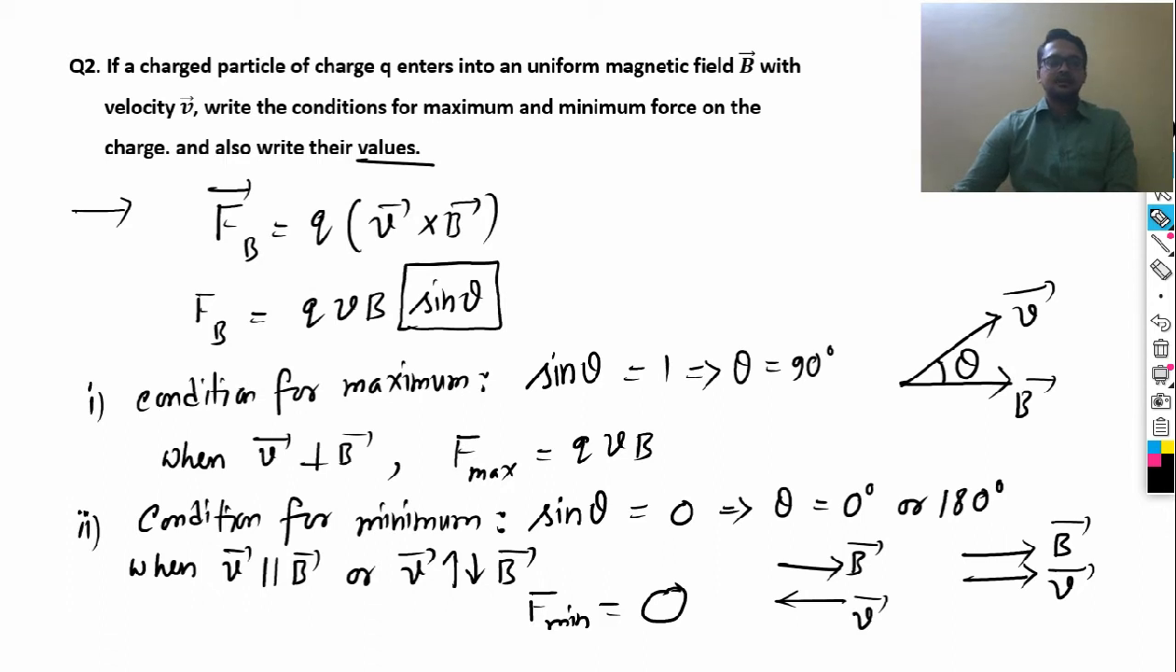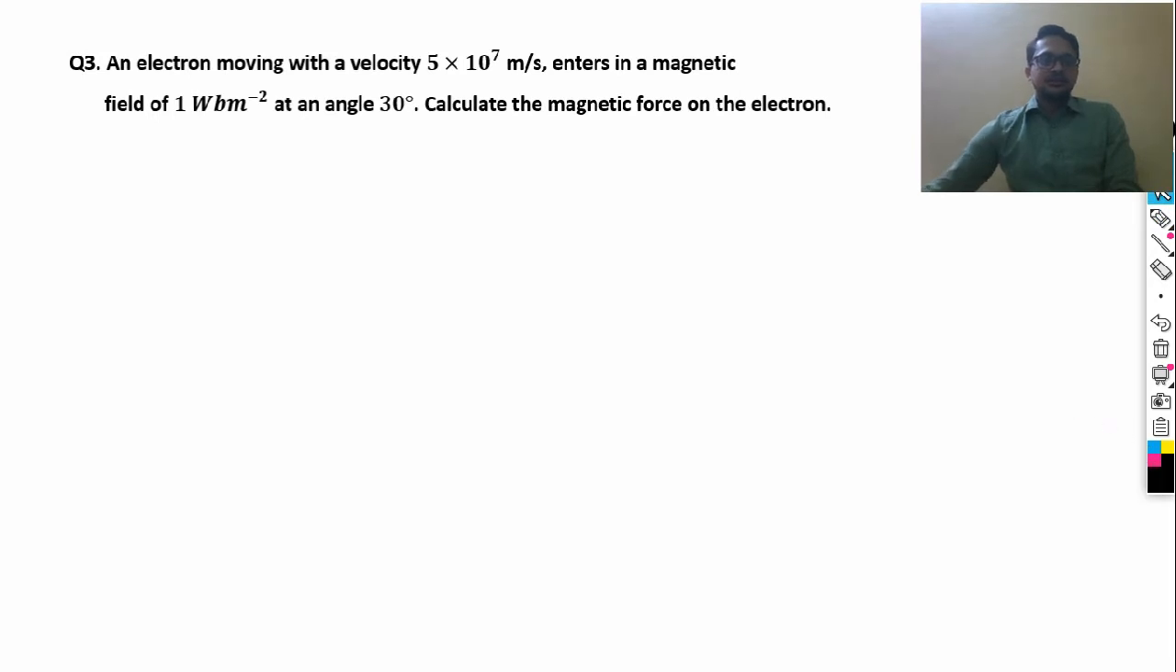Clear? So in this way you have to write. This is not a 1 mark question, this will be a 2 mark question. Clear? So come to the third question. Students, this is our third question. An electron moving with a velocity enters in a magnetic field at an angle 30 degree. Calculate the magnetic force on the electron.